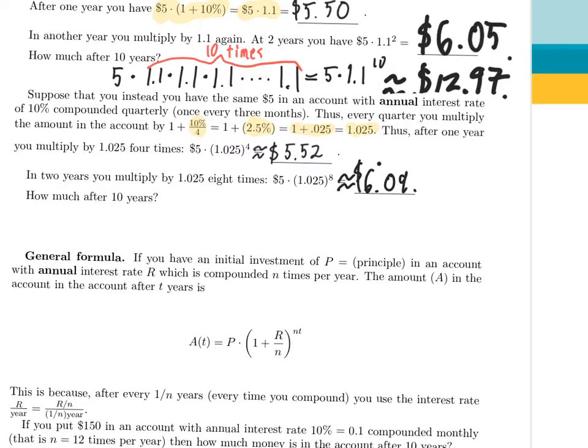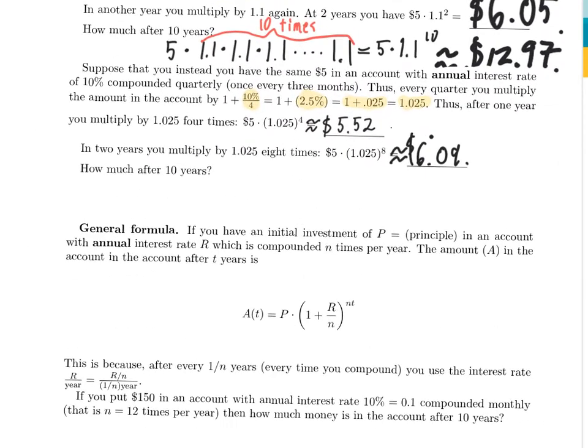How much after 10 years? Well, after 10 years, 40 quarters will have passed. So you'll multiply by 1.025 40 times. This will result in 5 times 1.025 raised to the 40.